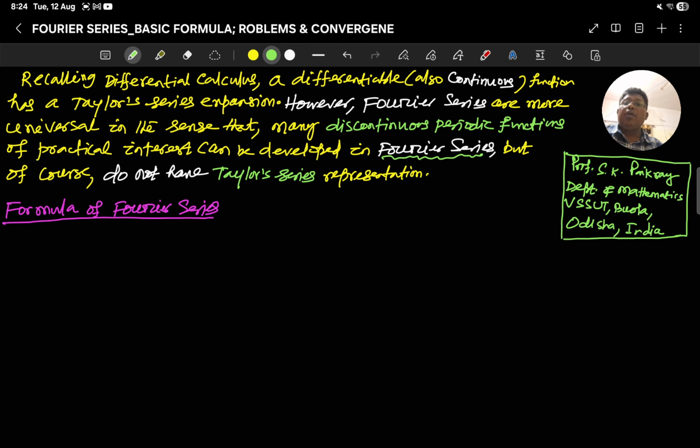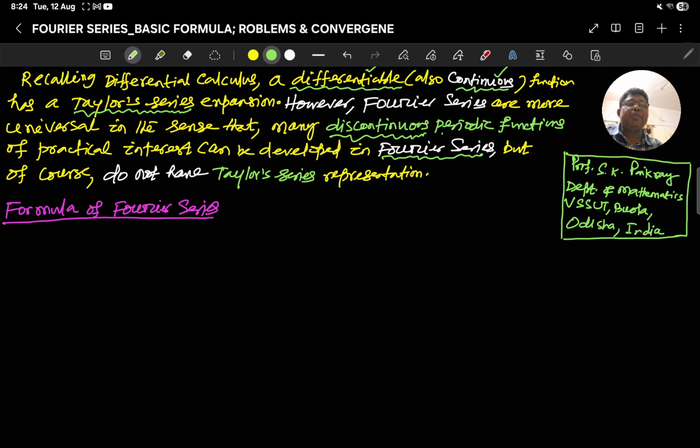Now if you recall the differential calculus, we are familiar with the Taylor series expansion. Every differentiable function, continuously differentiable function, can have a Taylor series expansion, right? You know every differentiable function is continuous. So once it is differentiable, it means continuous by default. However, there are many discontinuous functions of which we are not able to find the Taylor series.